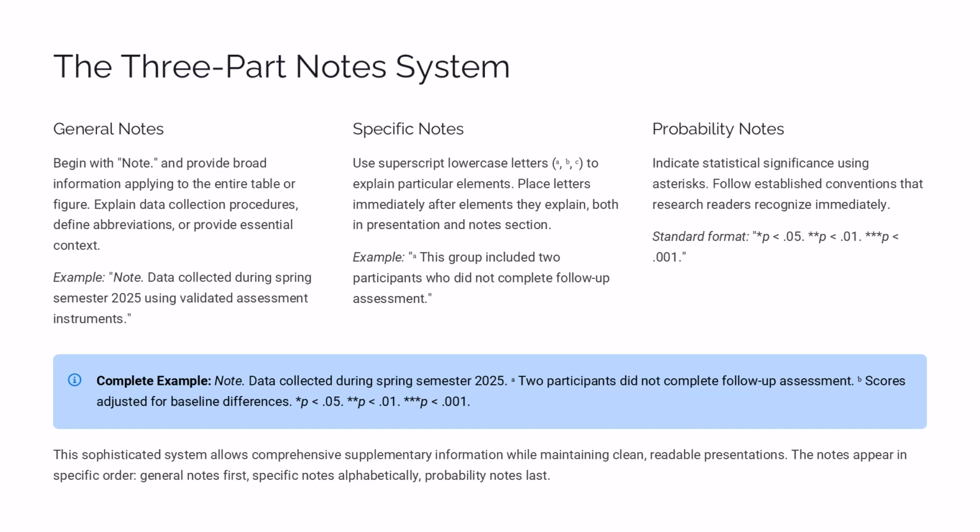These notes begin with the word Note, in italics followed by a period, and they appear first in the notes sequence. General notes might explain data collection procedures, define abbreviations used throughout the table, describe participant characteristics, or provide context that helps readers interpret the information. For example, a general note might read, Note: Data collected during spring semester 2025 using validated assessment instruments. All participants provided informed consent and completed demographic questionnaires. This note provides essential context without cluttering the table or figure itself.